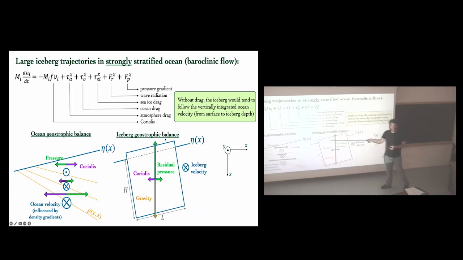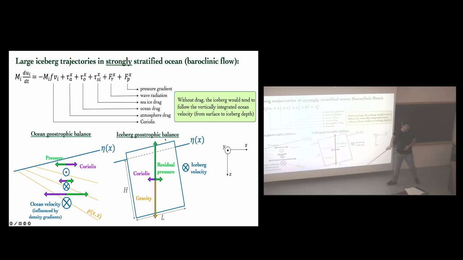Now what's happening in this case? In this case, you need to take the stratification into account in the calculation. And it means that for the average, it will be like for the ocean. You will have an iceberg velocity that is the same as the average of the circulation here.